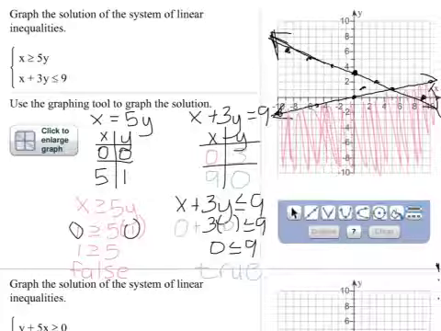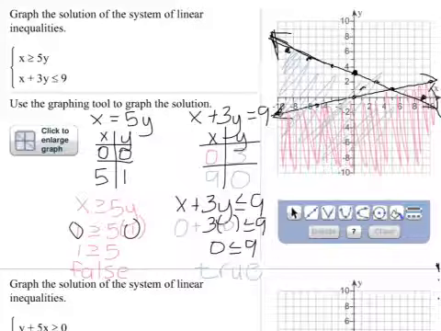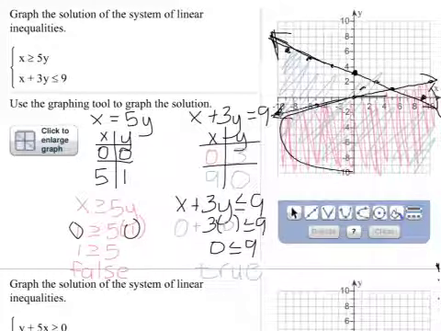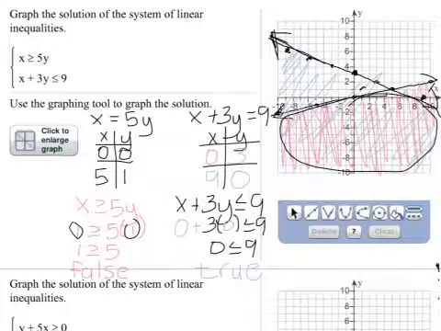So we need to shade where 0, 0 is, which is below this line. So I've shaded everything below that line. So the solution to this inequality is this area right here that is below the line and where the two colors came together.